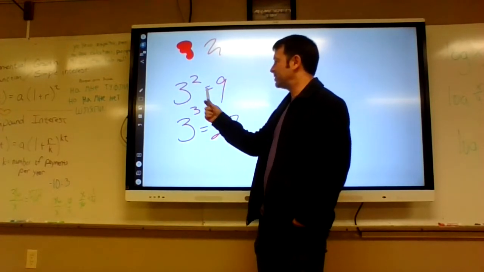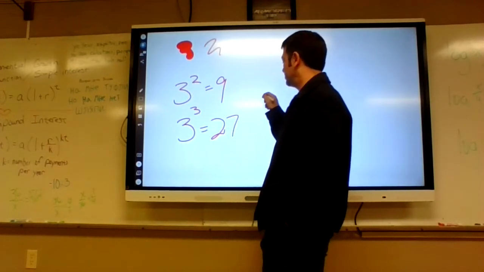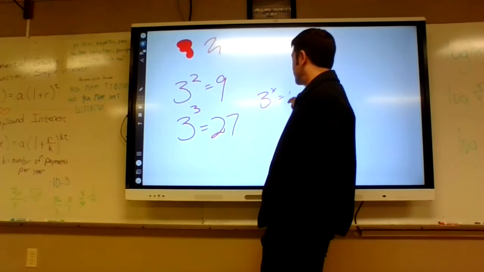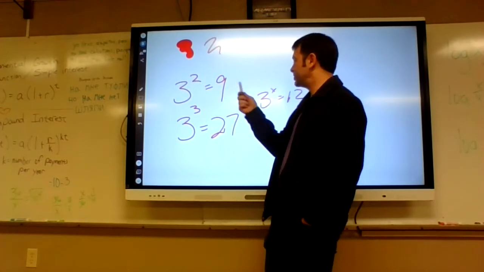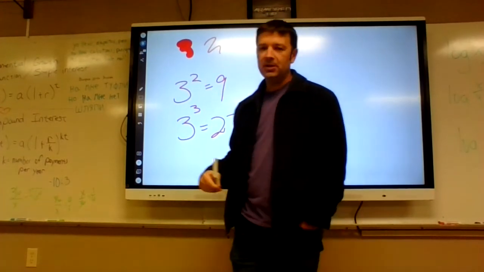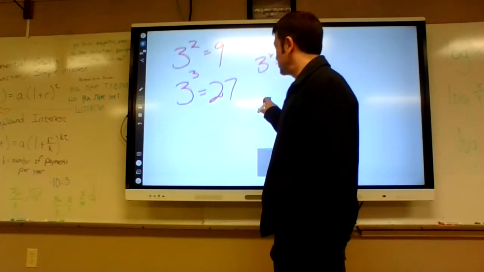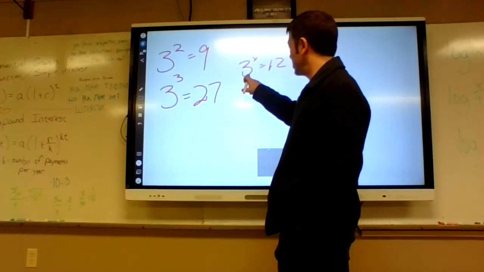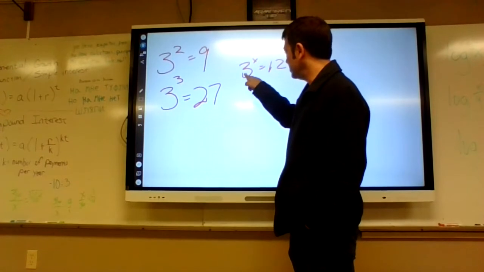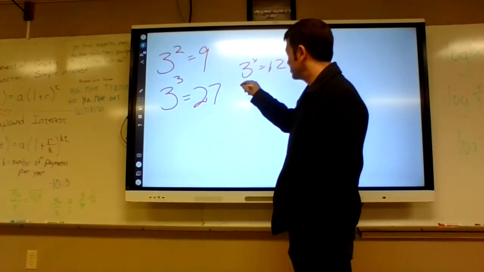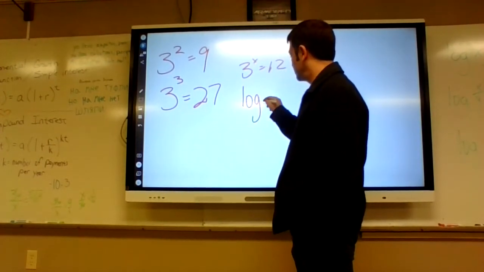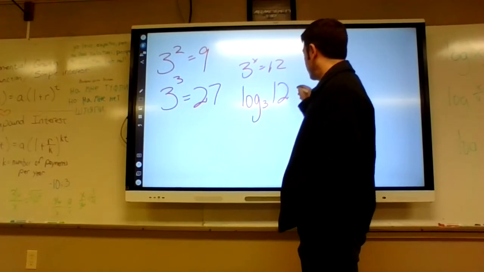3 squared is 9. 3 cubed is 27. So our answer should, and the question is 3 to the x equals 12, be a little bit bigger than 2 point something. But yeah, we're going to change this to log form. So you guys remember how to write this in log form? ACB. So log base 3 of 12 equals x.